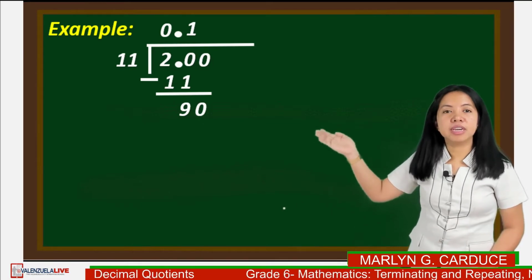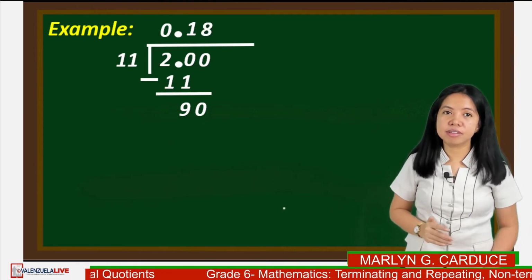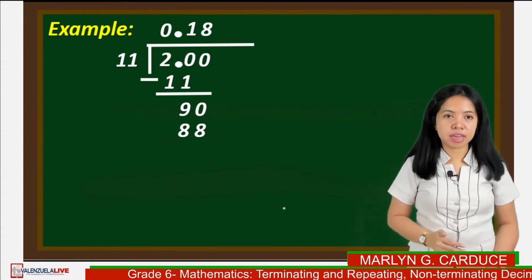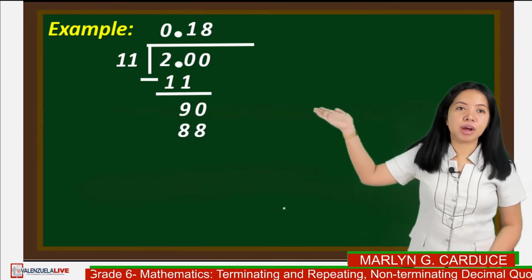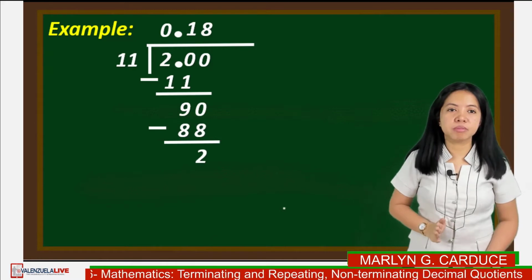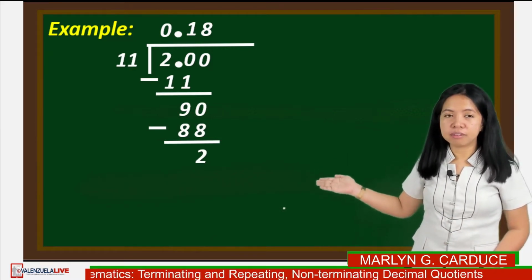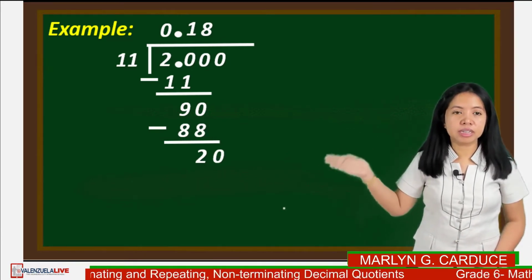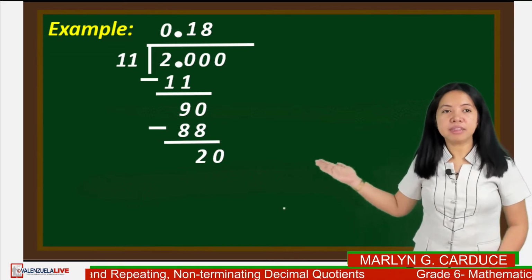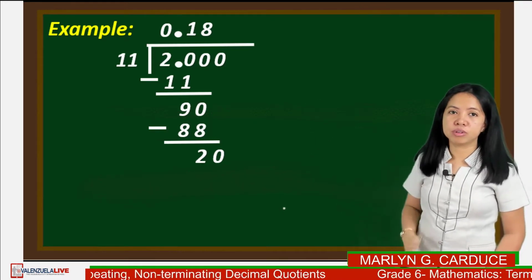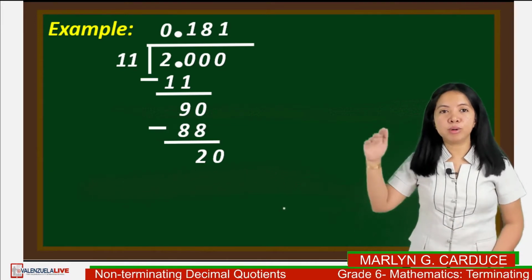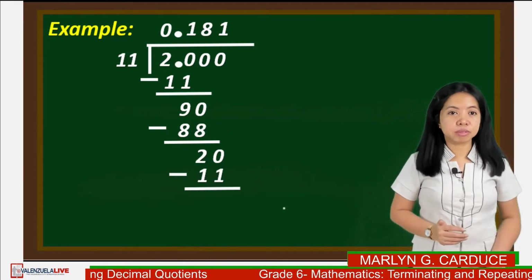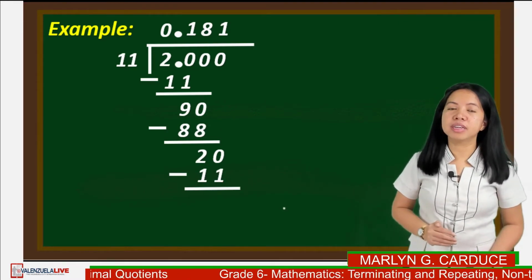And divide 90 by 11. So the answer is 8. And multiply 8 to 11. And the product will be 88. And subtract 88 from 90. So the difference will be 2. Since we still have a remainder, we will write another 0 in the dividend and then bring down, and it will give us 20. And then divide again the number by our divisor. So 20 divided by 11 is 1. And multiply the quotient to the divisor. So 11 times 1 is 11. And subtract. So 20 minus 11 is 9.